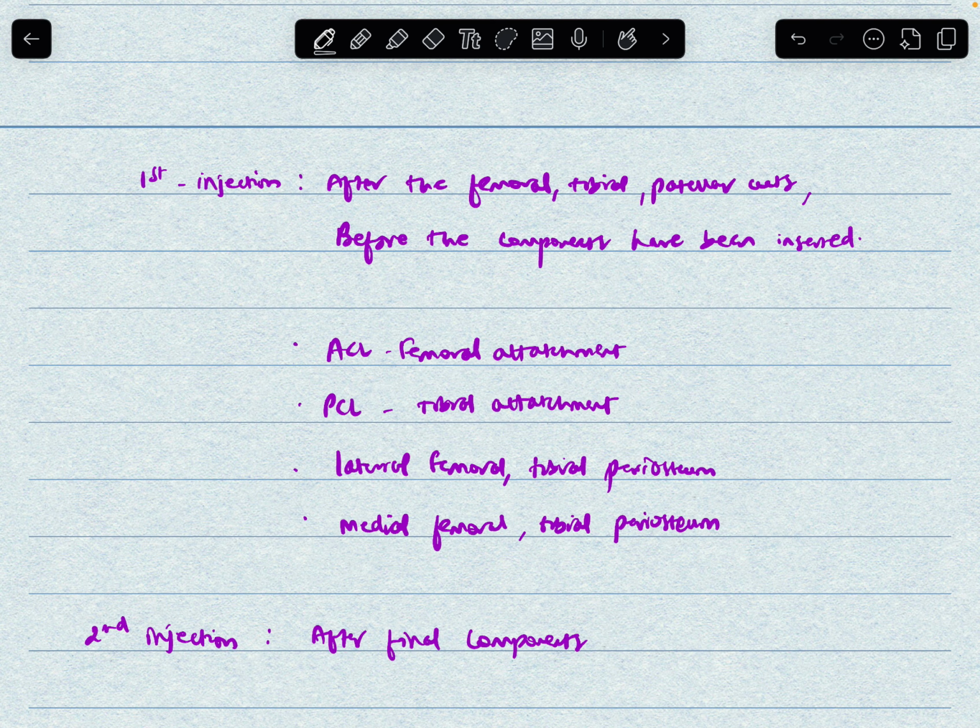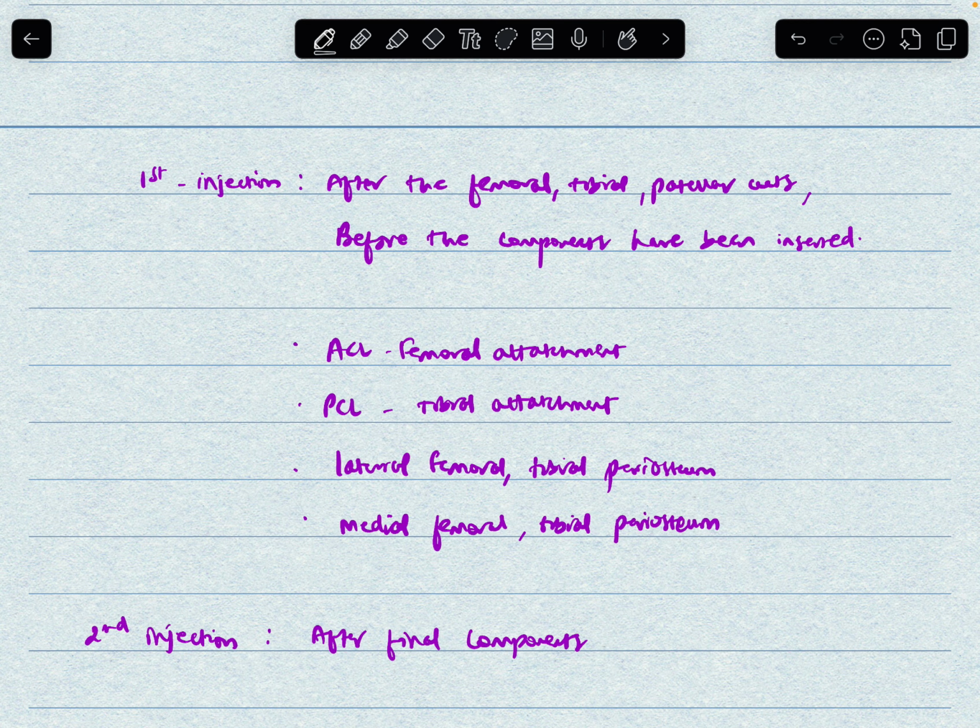So the first injection is given in the following sites, that is in the ACL, where the majority of the neural receptors are at the femoral attachment, and in the PCL at the tibial attachment the infiltration has to be given, followed by lateral femoral and tibial periosteum, then medial femoral and tibial periosteum.